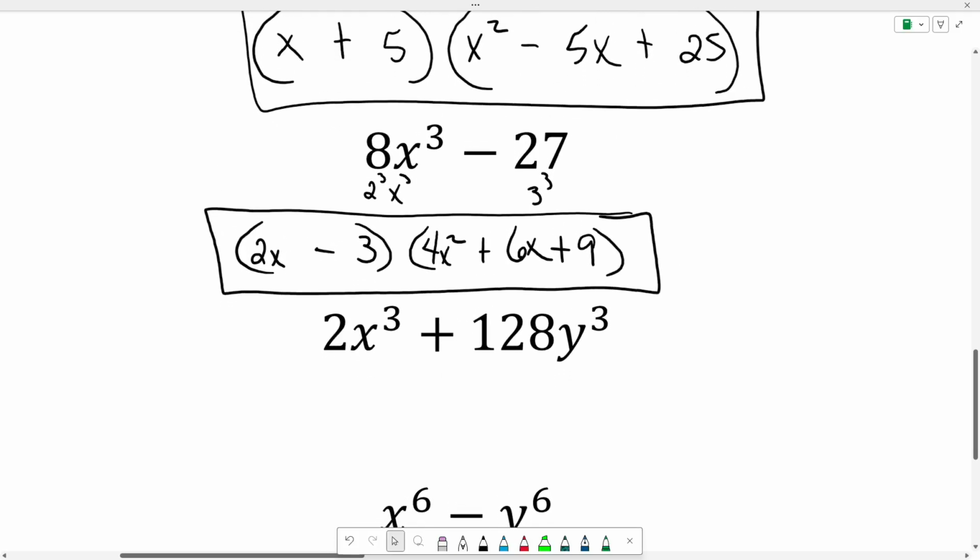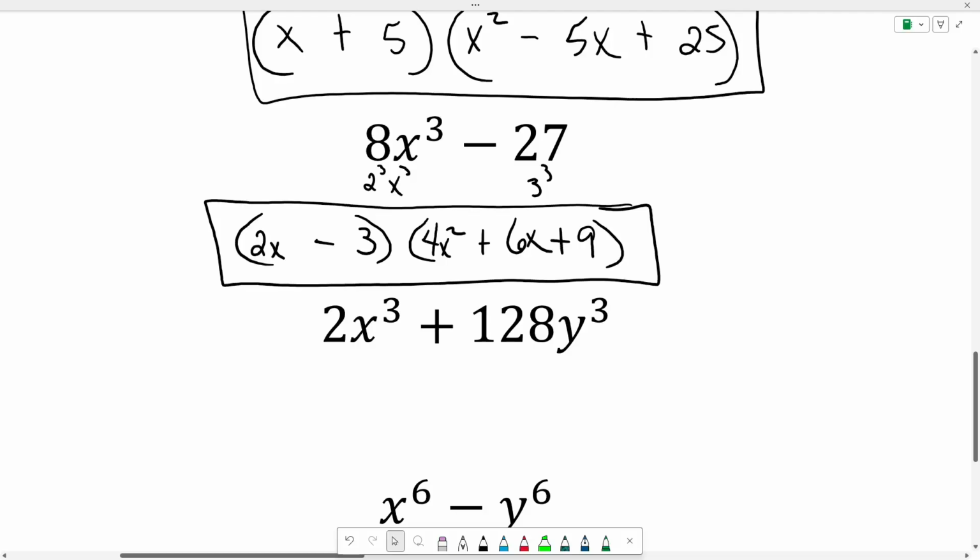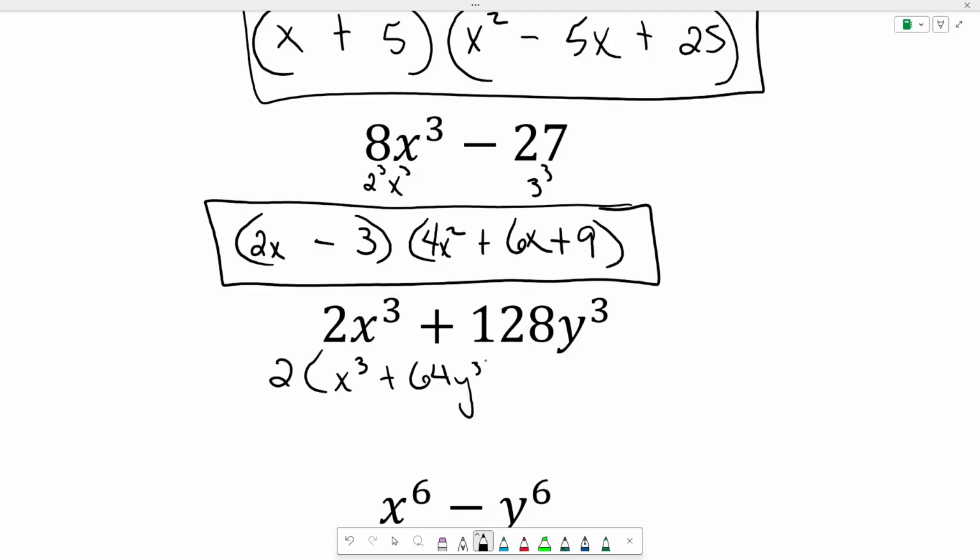Now, like all factoring, looking at our next to last example here, we need to take a greatest common factor out first. So the first thing I'm going to do is take a 2 out of this, which leaves me with x cubed plus 64y cubed. Now I have the sum of perfect cubes. So my 2 is going to be just chilling out front while I go and break those apart.